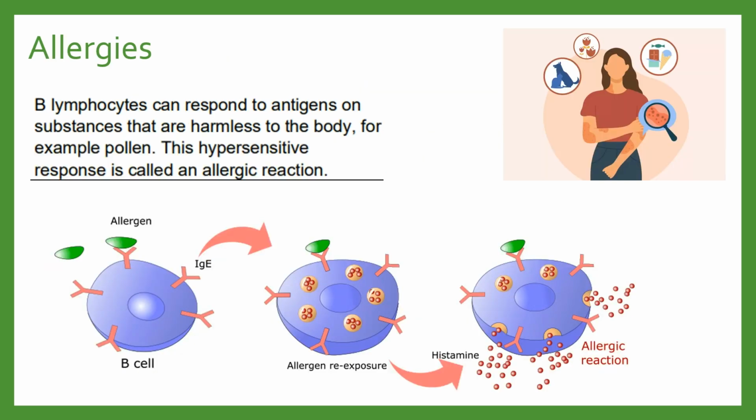However, we know the action of B lymphocytes can go a little bit wrong in some cases, as there may be instances where these B lymphocytes are responding to antigens which are on substances that should be harmless to the body. A good example being pollen and hay fever. So this is a hypersensitive response, almost an overreaction of the immune system, producing antibodies when it's not necessary. So you get this allergic reaction, you get the mast cells releasing histamine and all the signs of the inflammatory process when really there's no pathogen, there's nothing to cause any harm.